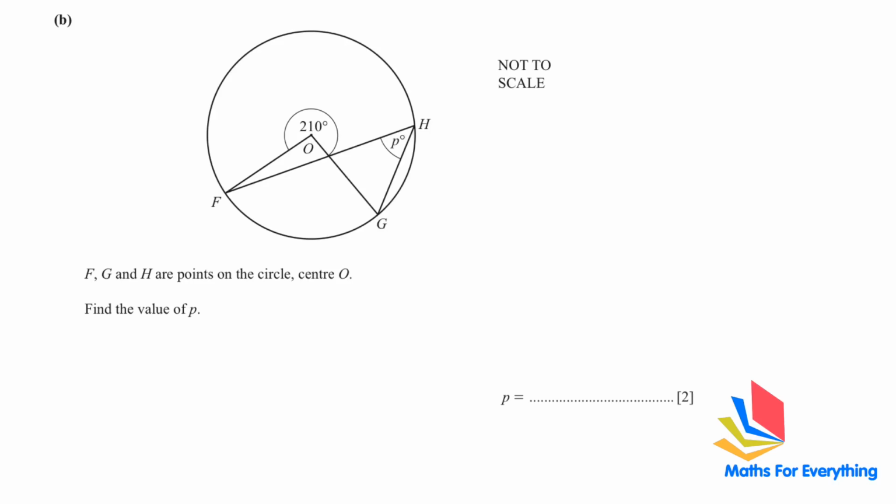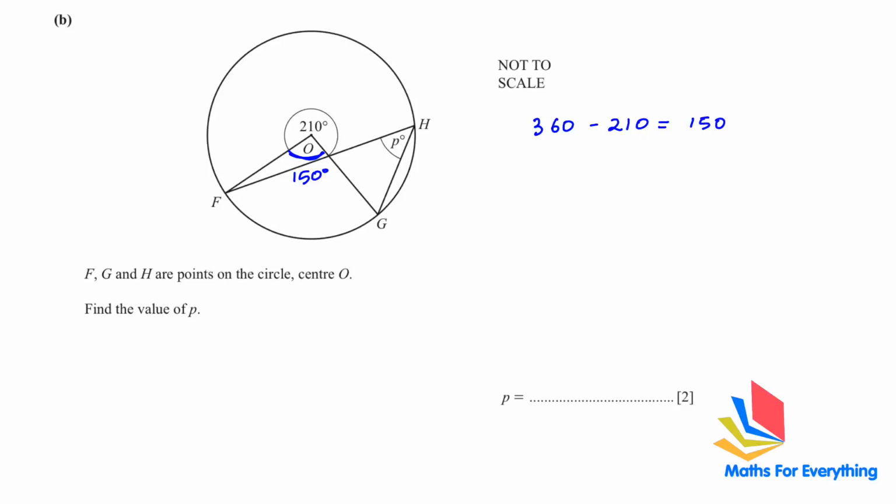Part B. F, G, H are points on the circle center O. Find the value of P. We have been given the reflex angle. We need to find this angle here. To find the angle FOG, you know angles at a point add up to 360. So 360 minus 210 will give us 150. So this angle is 150 degrees.